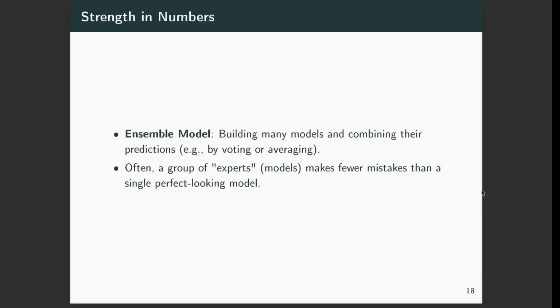Why does this work? The intuition comes from a wonderful idea in statistics and decision theory, sometimes called the wisdom of crowds. Imagine you ask many independent experts to estimate the weight of an object. Each expert makes an error, but the errors are random and in different directions. Some guess too high, some too low. When you average all of their guesses, the random errors tend to cancel out, and the average is often much closer to the truth than any individual estimate.